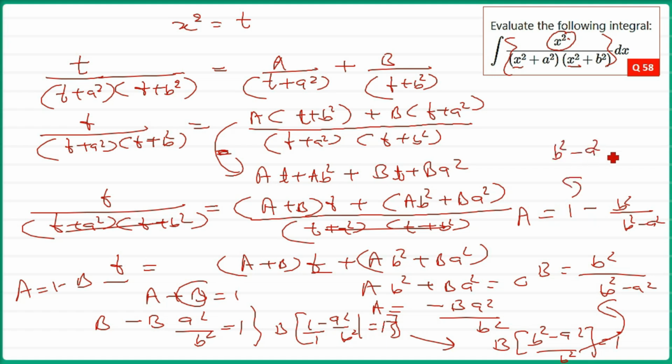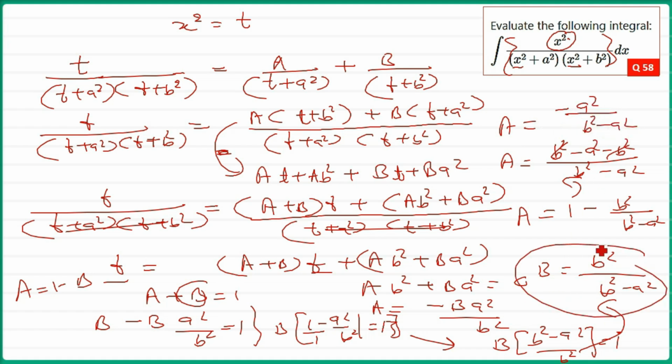So b square minus a square minus b square divided by b square minus a square, this becomes a. You can cancel this out. Now the a has come as negative a square divided by b square minus a square. Now this a and b we will put in these places, and then we will integrate it. So when I integrate, I will keep this a and b in front of the integration sign.